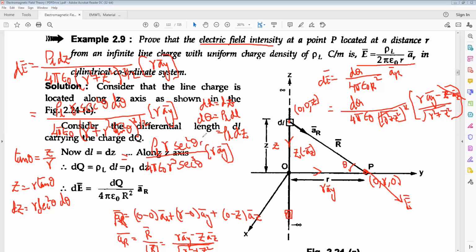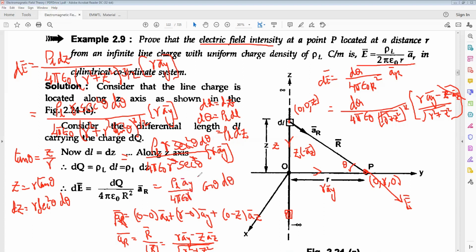Now here the d theta is also there. Now r and r is r square. We get a cancel of r cube here. Secant square and the cube get cancelled. Now it's rho L by 4 pi epsilon naught r, which is a constant, and 1 by secant theta is cos theta. Cos theta into d theta. a_y bar is also there.